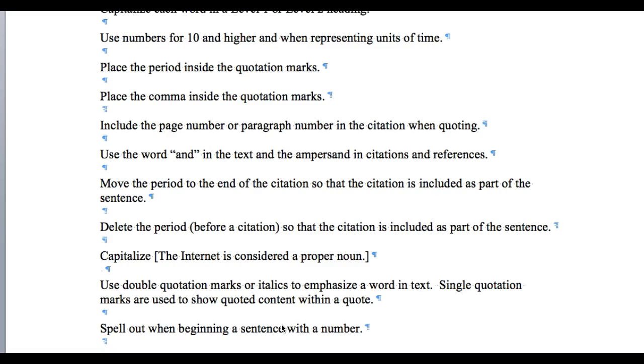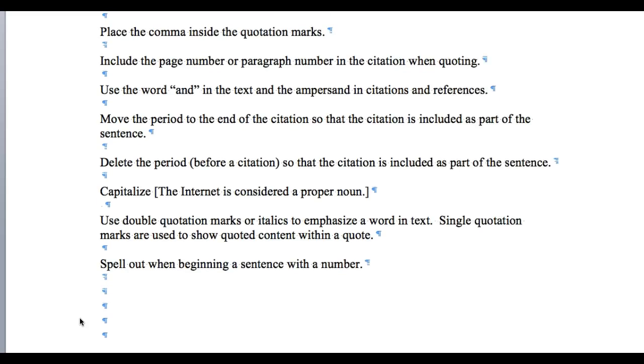Quotation marks. Use double quotation marks. They're used, obviously, for direct quotes. They can also be used to emphasize a word in the text, or you could use italics to emphasize a word. Single quotation marks are used to show quoted content within a quote. So that's the only time you use single quotation marks. If you start the sentence with a number, you have to spell it out no matter how big the number.